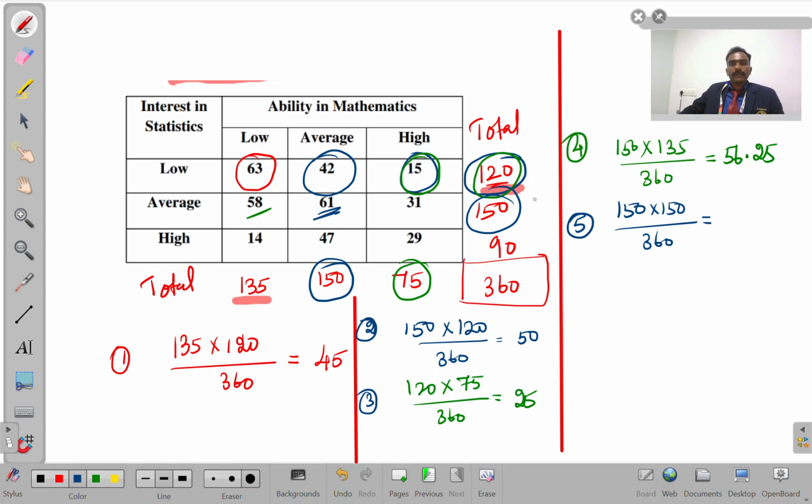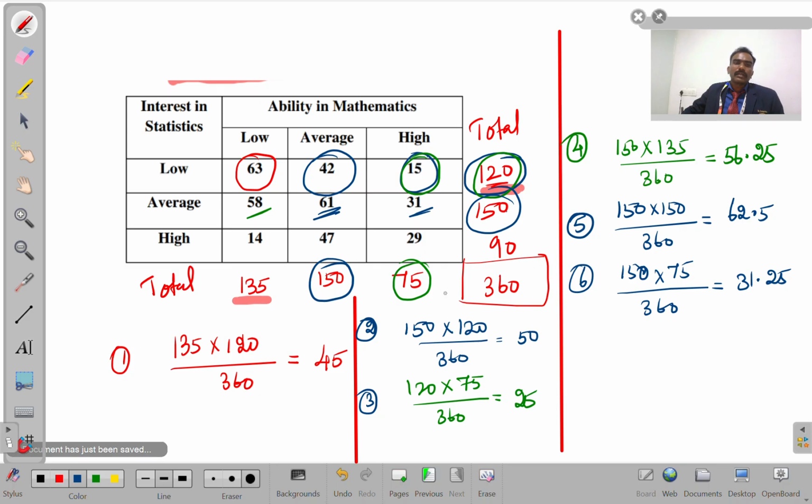The value is 62.5. The next one, for the value 31, the row total is 150 and the column total is 75, divided by 360. So we can use the scientific calculator and get the answer. It will be 31.25. Similarly, find the remaining three values.